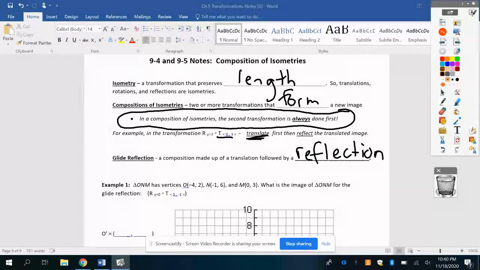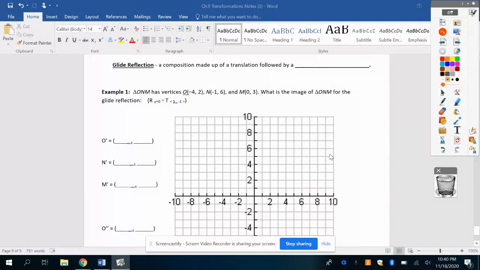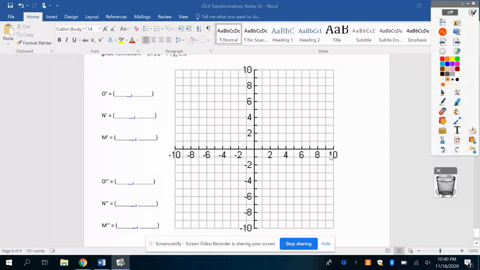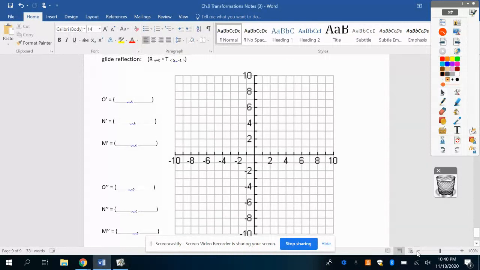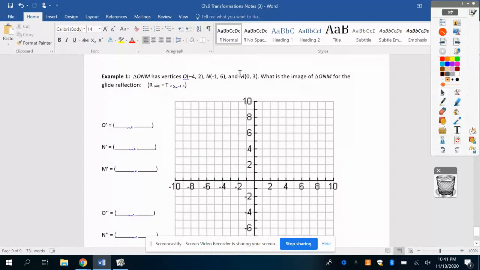Okay, so we're going to do an example of a glide reflection here in a second, but before I do that, it is super, super important that you remember this right here. You always do whatever comes second first. Let me zoom in a little bit more so it all fits on here. Okay, so we're going to do a glide reflection.